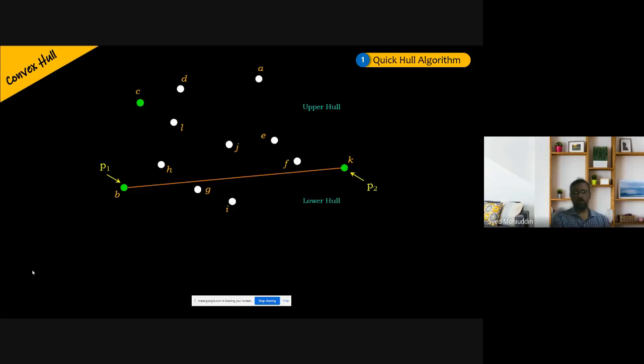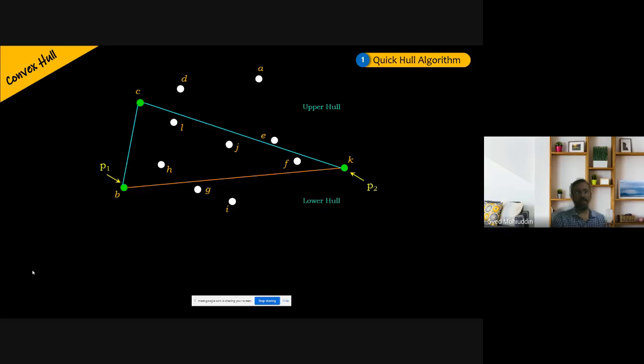So what we do is we consider the farthest points from this line segment joining P1 and P2. Now H, L, J, E, F, we know they're not farther. There are some other points which are farther. For example, C is farther than these other points. So we try to form a triangle among these.